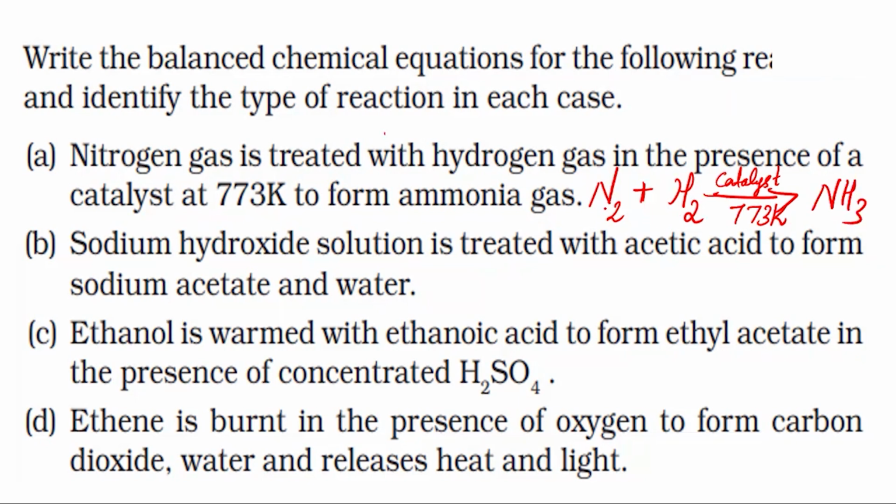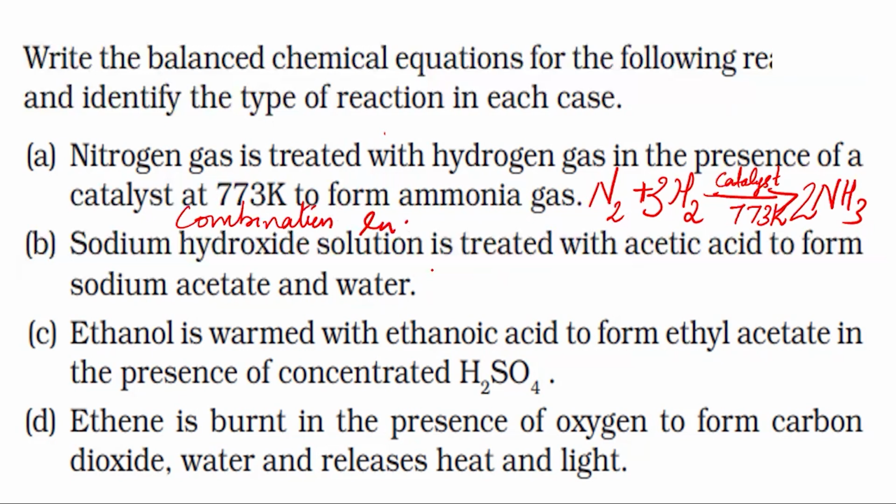There are 2 nitrogen atoms on the left side, so put a 2 here. Then a total of 6 hydrogen atoms, put a 3 here, so it becomes 6. So this is the balanced chemical equation. And see what type of reaction it is. 2 reactants combine together to form a single product. Yes, this is a combination reaction. Combination reaction. Moving to the next question.